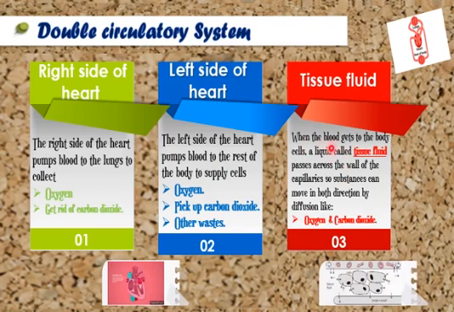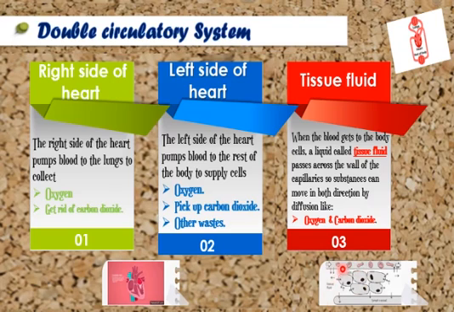You can see when the blood reaches the body cells, a liquid called tissue fluid passes across the wall of the capillaries, so substances can move in both directions by diffusion. This we have already discussed in our previous video lesson, how the tissue fluid is prepared and how the materials are exchanged by the capillaries. Capillaries are very thin walled blood vessels.